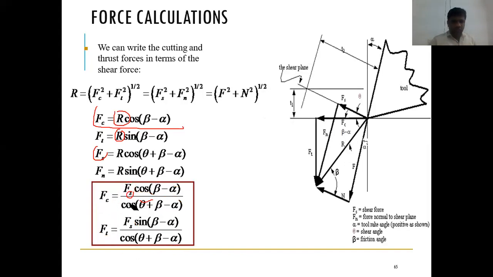Previously, if you know FC and FT, we were calculating the other 4 parameters. Now, if you know only Fs, only the shear force, you can calculate FC and FT by a simple method. Once you know FC and FT, you can substitute them in the previous equations. You are going to get all the others: frictional force F, normal reaction N, as well as Fn. So please note down these formulas also.